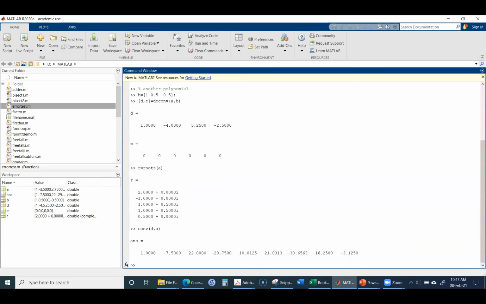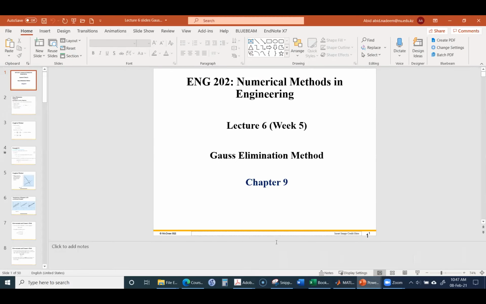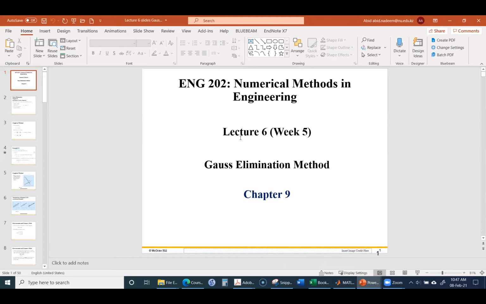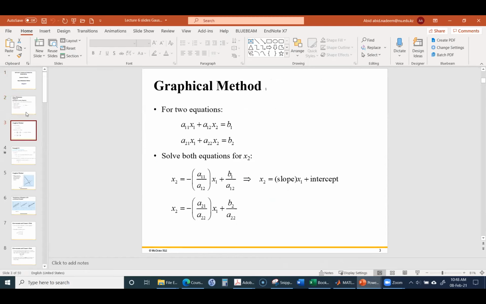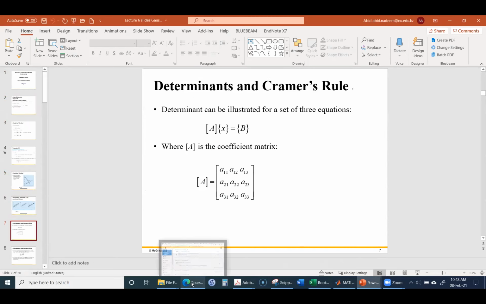There is another software, MathCAD, but I am not going through this software. We will only be using Matlab and Excel here. Okay, the next topic which we will start is the Gauss elimination method, which is chapter number 9. In fact, most of this topic we have already covered in our linear algebra class last semester. So this will be relatively easy, and I think I can go through this topic rather quickly.